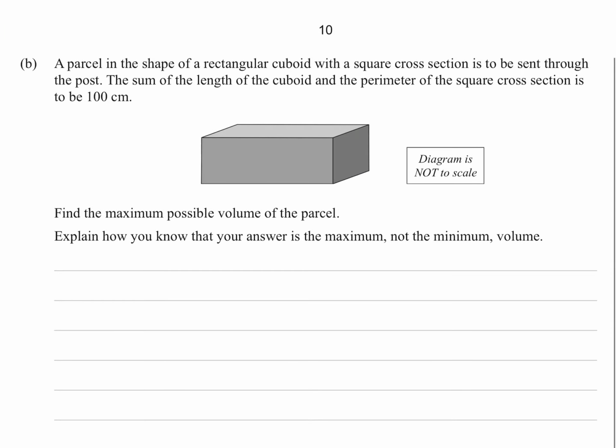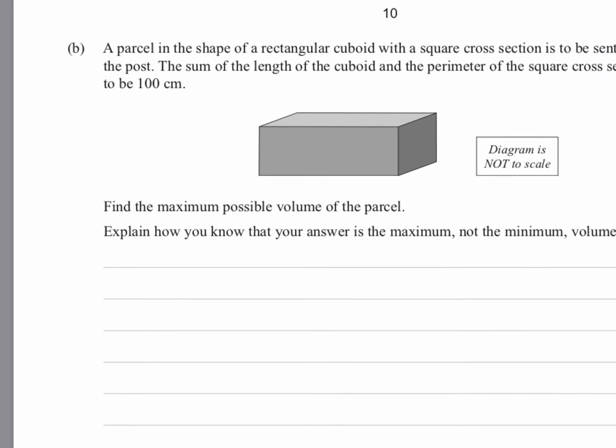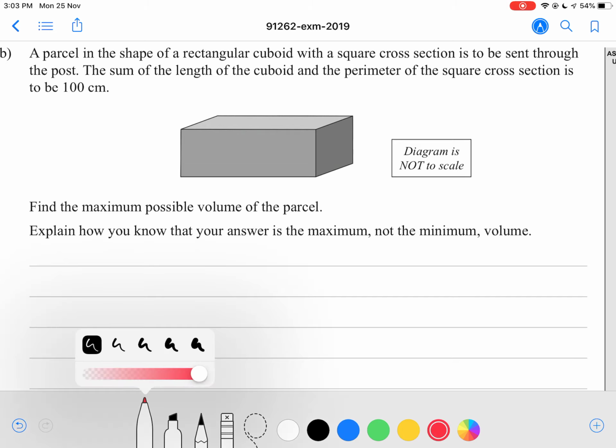A parcel in the shape of a rectangular cuboid with a square cross-section is to be sent to the post. The sum of the length of the cuboid and the perimeter of the square cross-section is to be 100 centimeters. Find the maximum volume of this parcel. So explain how you got a maximum, not minimum.